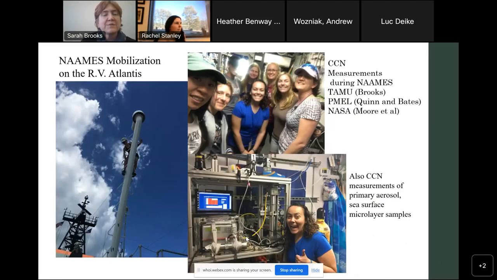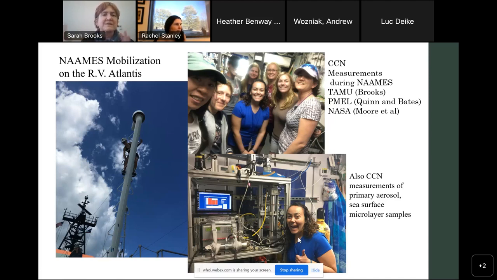Okay, so during this NAAMES project, the ship was the RV Atlantis, and here's one of my graduate students installing this, which is actually Lynn Russell's inlet from Scripps. Melissa's helping to install. We operated off that inlet. We conducted cloud condensation nuclei measurements. Here's the instrument itself, where we can basically identify the concentration of particles that activate and become cloud drops as a function of the supersaturation.